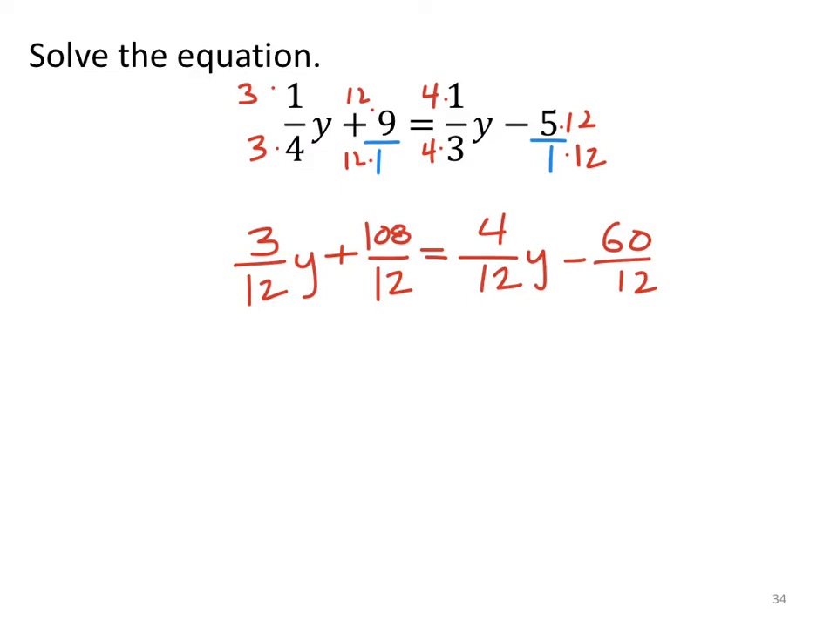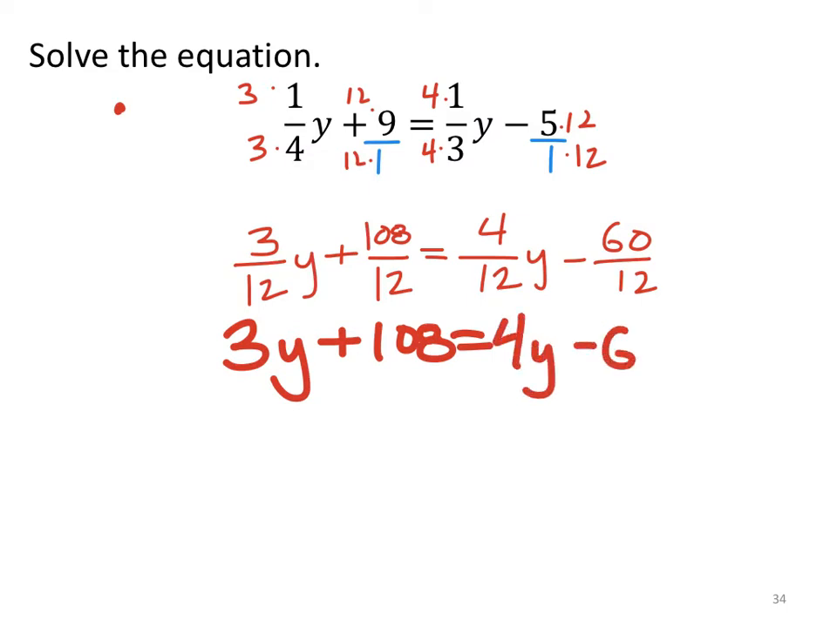Now this is where the magic really happens, because we've manipulated exactly like we want so that the denominators are all the same. When the denominators are all the same, and it has to be the same for all the terms, then we get to ignore them. Here's what I mean. Write the equation now, but without any denominators. So 3y plus 108 equals 4y minus 60.